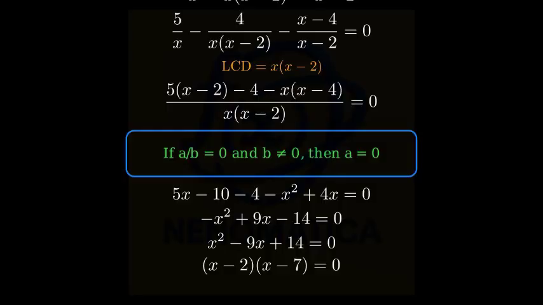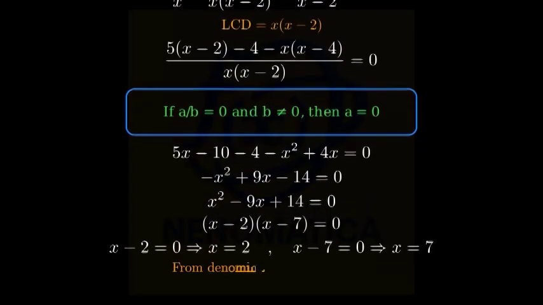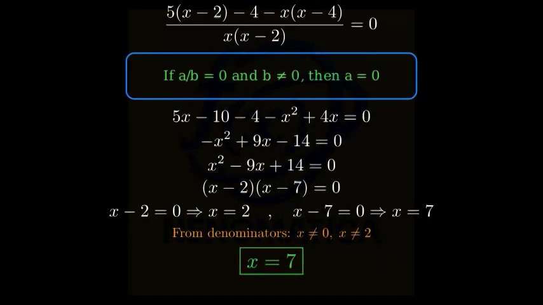Factor the quadratic. Use the zero product property to find candidate solutions. Finally, apply the domain restrictions. x cannot be 0 and x cannot be 2, so we remove any invalid value.